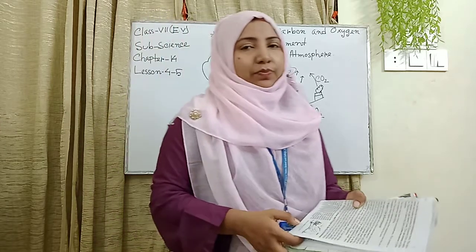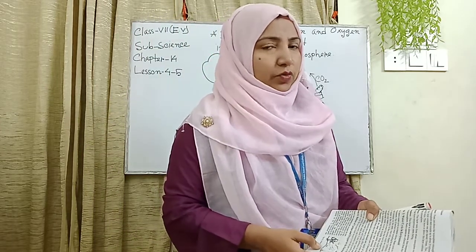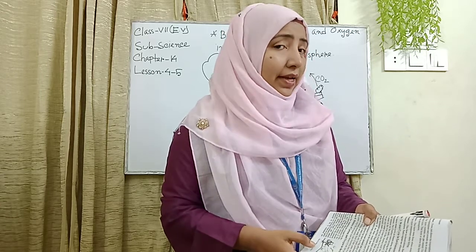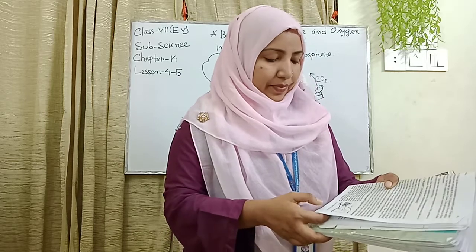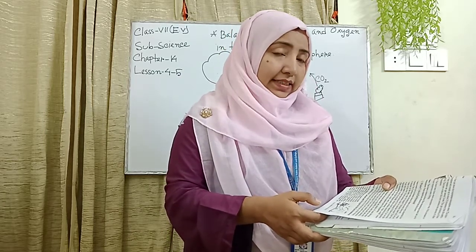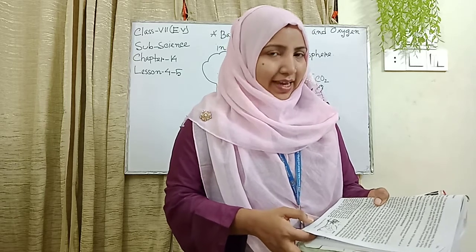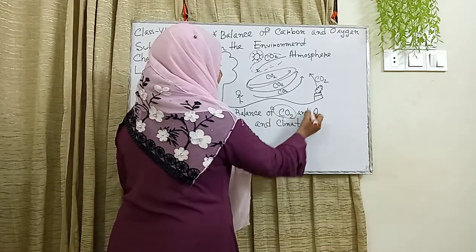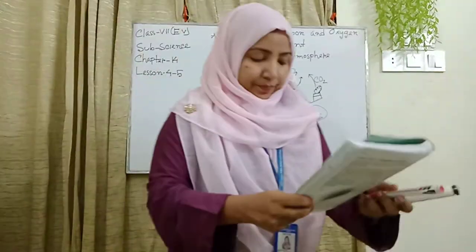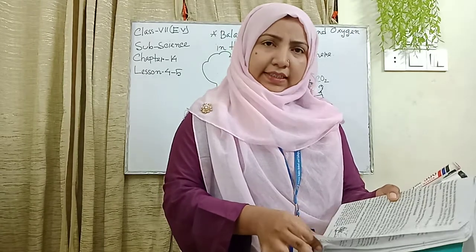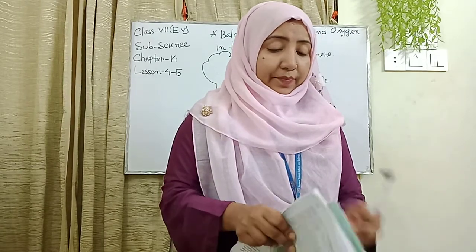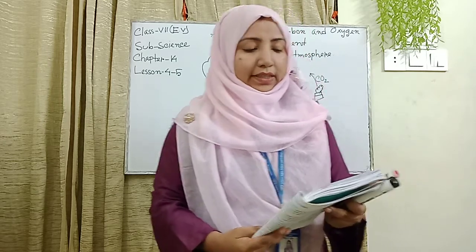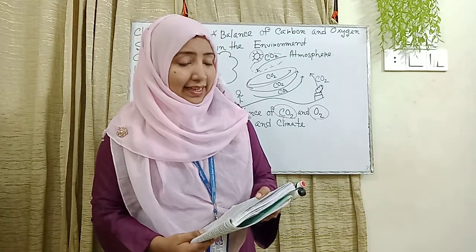Basically, this process is called photosynthesis, and photosynthesis is a very important reaction on the earth. These two gases are essential for life: the first is carbon dioxide and the other is oxygen. To understand the process of the two gases, one has to understand the carbon cycle.